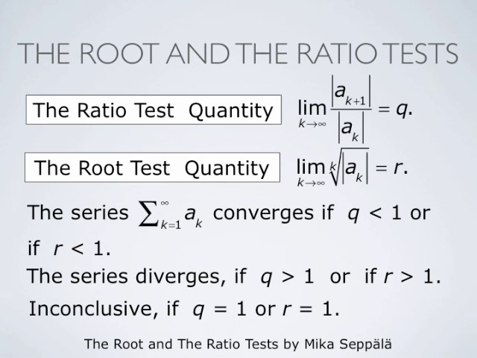The series summation k from 1 to the infinity a_k converges if q is less than 1 or if r is less than 1. The series diverges if q is greater than 1 or if r is greater than 1, and the tests are inconclusive if q equals 1 or if r equals 1. These are the ratio and the root tests.